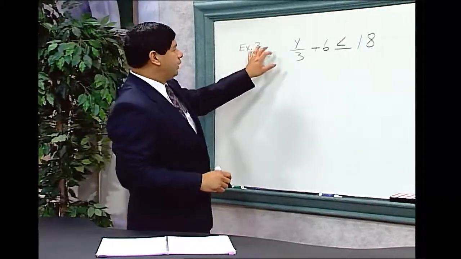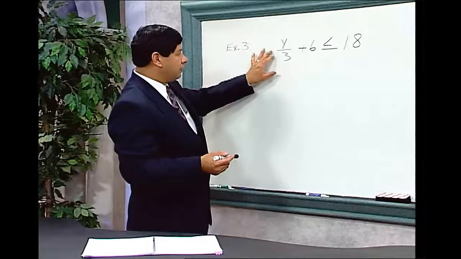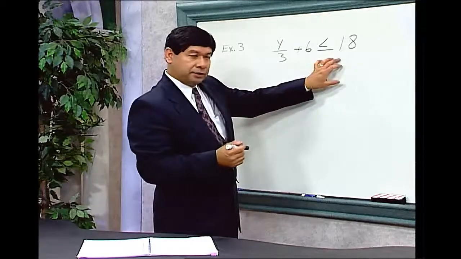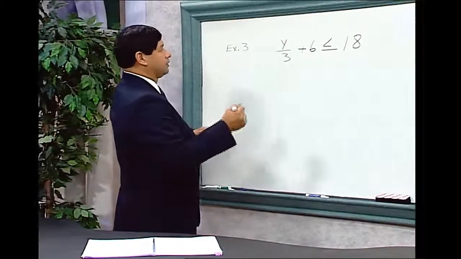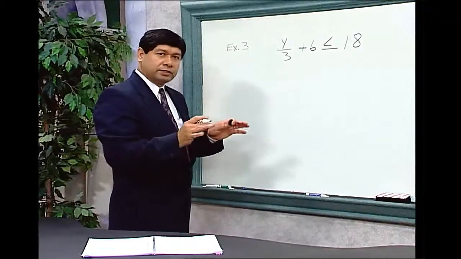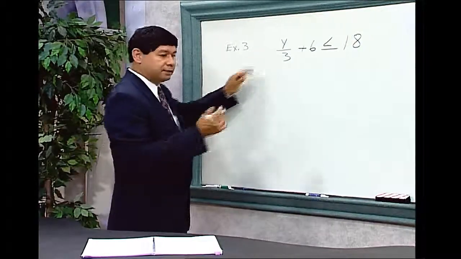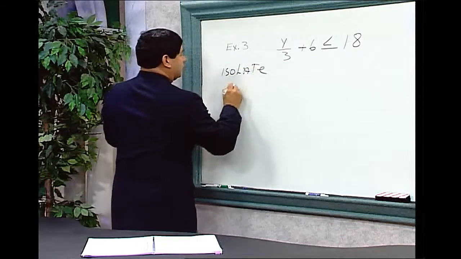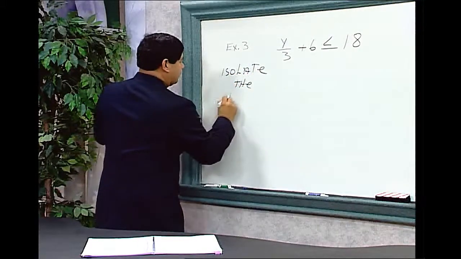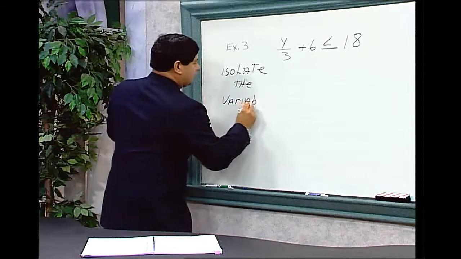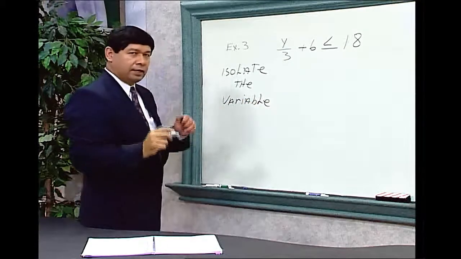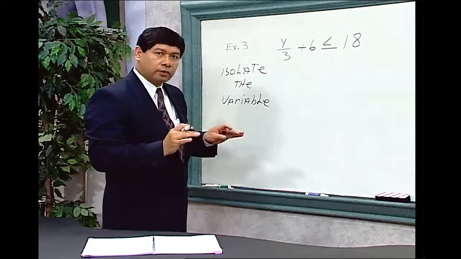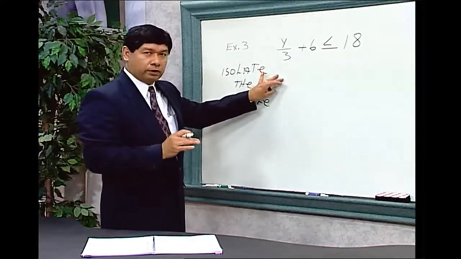Example 3. We have, again, our variable y divided by 3 plus 6 is less than or equal to 18, our inequality sign. So again, what's the key here? What's the focus? What is it that we want to accomplish? And it is to isolate the variable. And that's the one thing we should always keep in mind, because once we've isolated our variable, we have found the solution to this inequality.